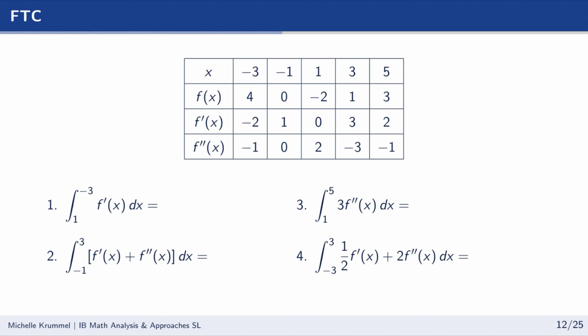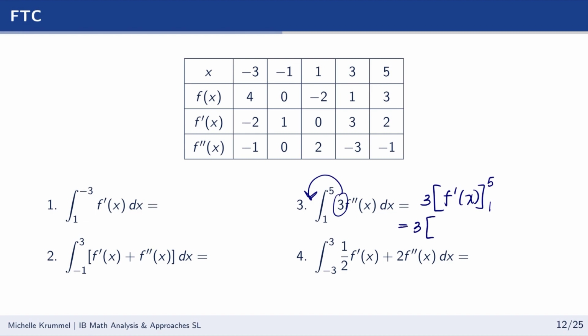For the next one, the antiderivative of f double prime of x is f prime of x, and the 3 there is a constant multiple. So when you're taking the antiderivative, a constant multiple just remains in your answer. You can even factor your constant multiple all the way out of your integral if you like. I'm going to go ahead and do that. I'm going to factor that constant multiple out. 3 times, and then the antiderivative for f double prime is f prime. And we're evaluating from 1 to 5.